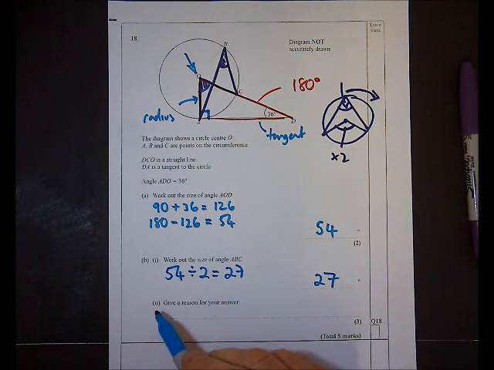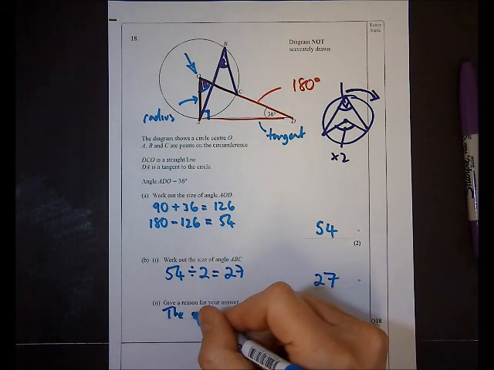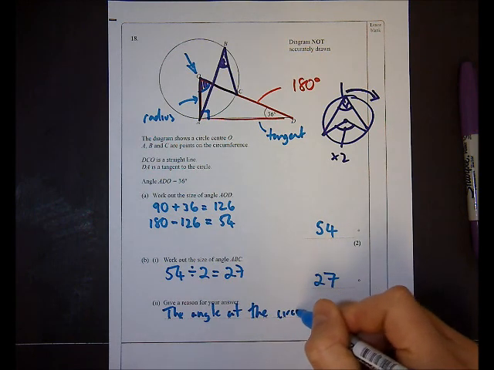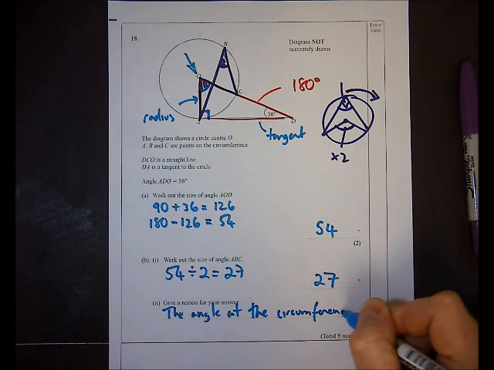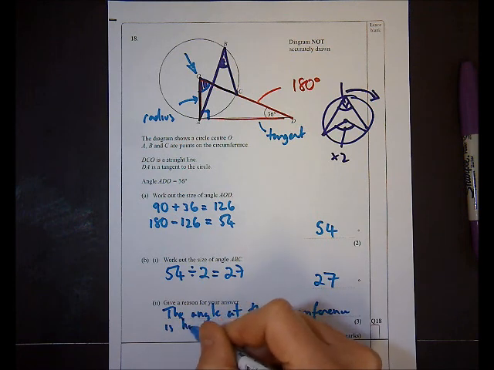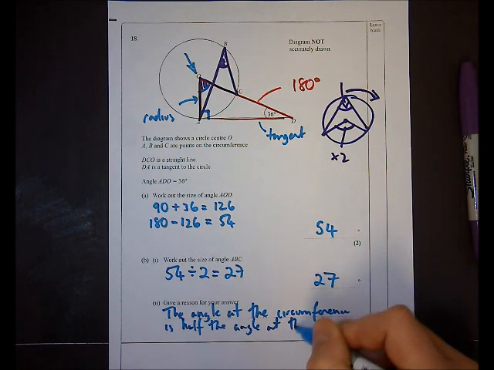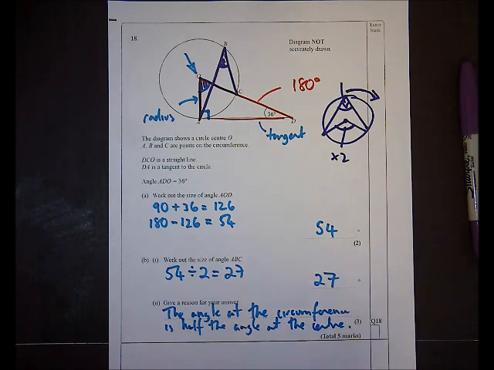And in part B, part 2, I'm asked to give a reason for my answer, and that is that the angle at the circumference is half the angle at the centre. Now you can of course use the other variation of this, which is the angle at the centre is twice the angle at the circumference. It works perfectly fine as well.